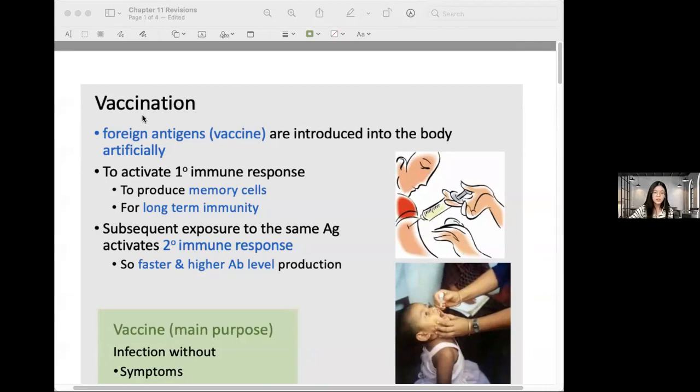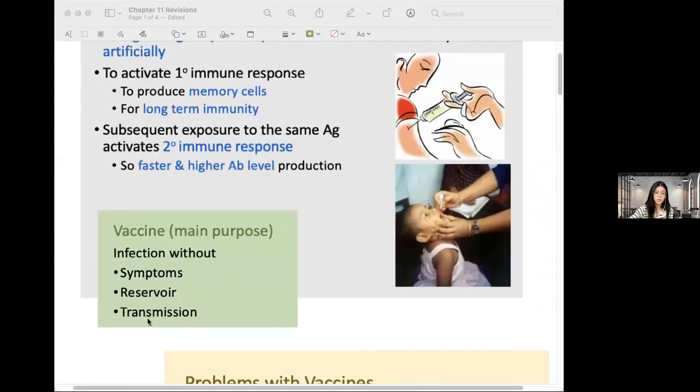Since there are not many questions about vaccination in the past year papers, I'll just go through it with the points here. Vaccination is an artificial active immunity. It is when foreign antigens are introduced into the body artificially, either by injection or oral consumption. It is to activate the first immune response in order to produce memory cells to give us long-term immunity. So in the subsequent exposure to the same antigen, the memory cells will activate the secondary immune response. So there will be a faster and higher antibody level production and infection without symptoms, reservoir, and transmission. These 3 are the main purposes of vaccines.